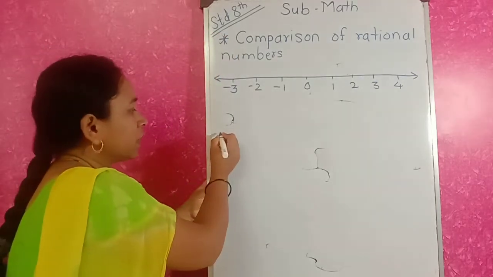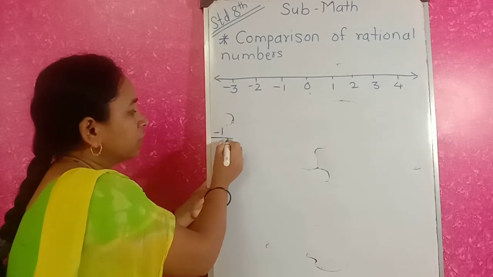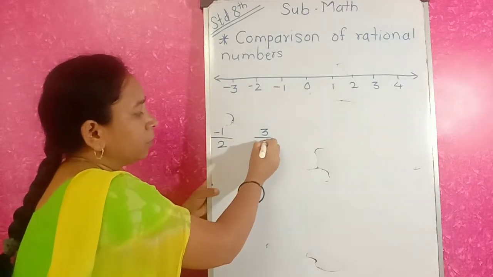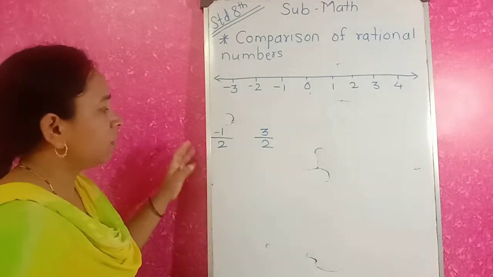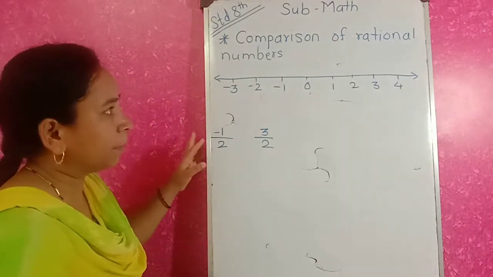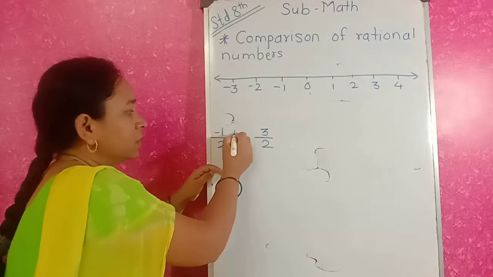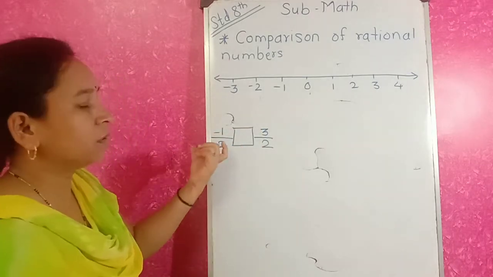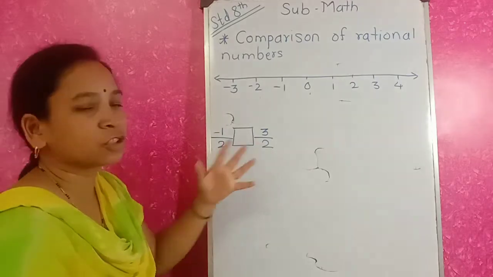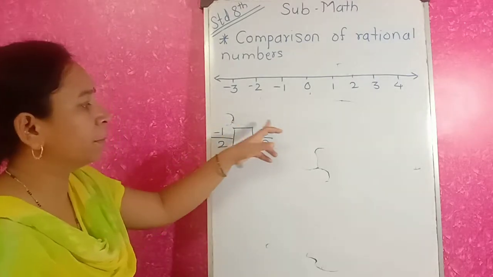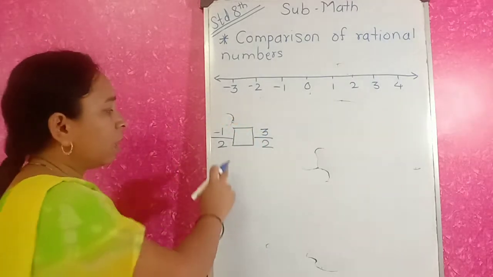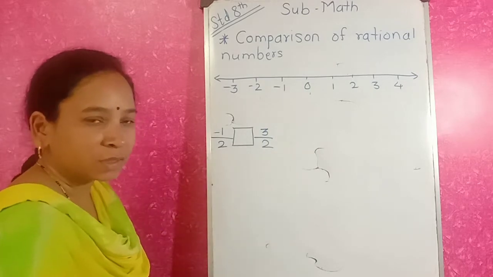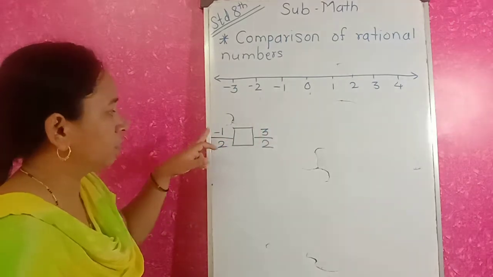Today we are going to study the comparison of rational numbers. First I'll take -1 upon 2 and 3 upon 2. For the comparison of rational numbers, there is one particular rule: their denominators should be the same. Then you can compare the numerators. Here both have the same denominator, so you can compare the numerators.